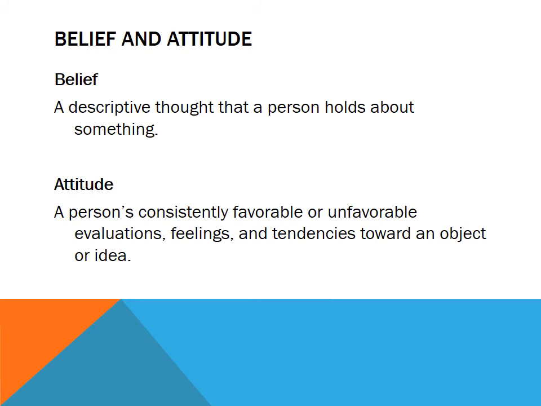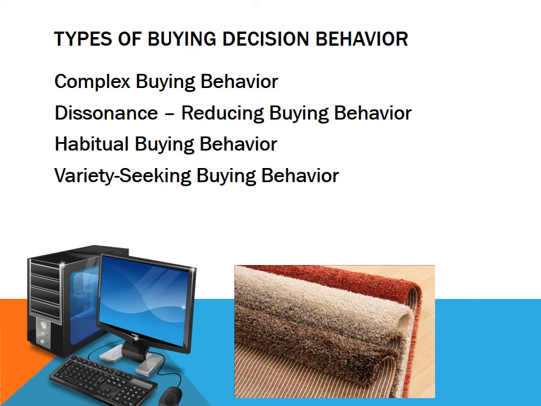Belief and attitude. Belief is a descriptive thought that people hold about something, while attitude is a person's consistently favorable or unfavorable evaluation, feeling, and tendency toward an object or idea. So attitude is about whether you like or dislike a product or a promotional message. You can say, I love that promotional message, and I will have a positive attitude toward that product too. Therefore, the promotional message will influence someone's attitude toward a product a lot. And then the next one, we try to distinguish several types of buying decision behavior, which will be explained.